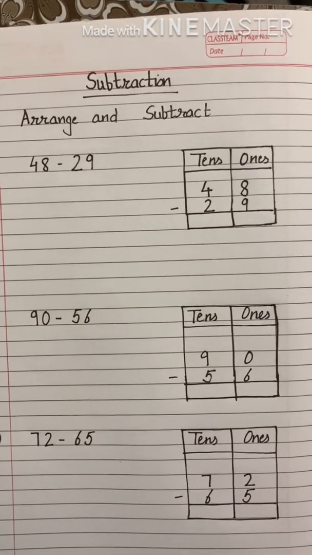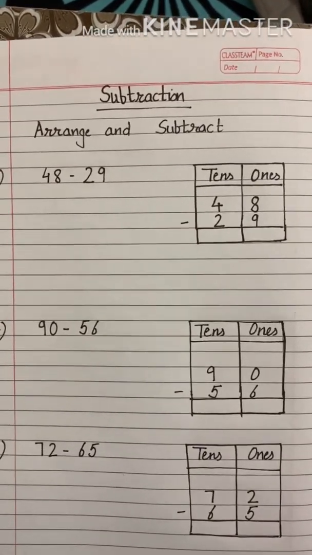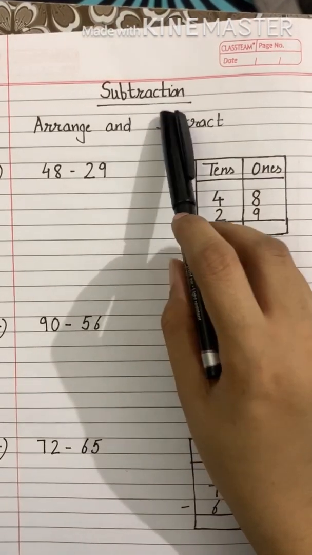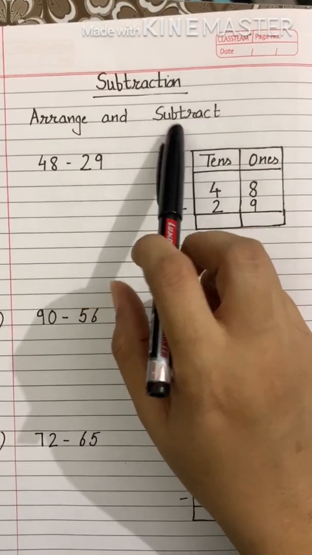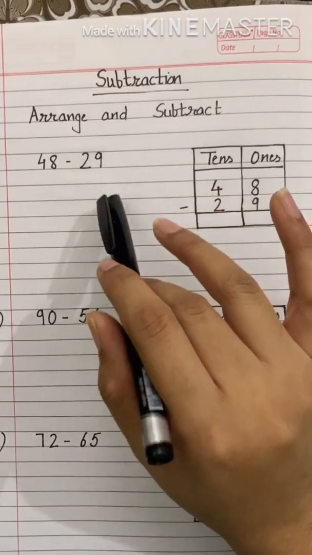We'll be continuing with the same thing. Hope you have practiced the sums which I told you yesterday. Subtraction, as I told, is taking away. Whenever we take away things from the given number, that means there will be fewer numbers.